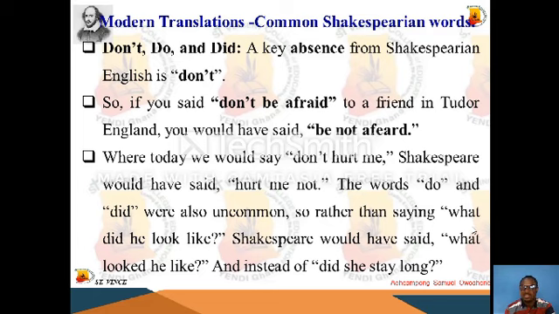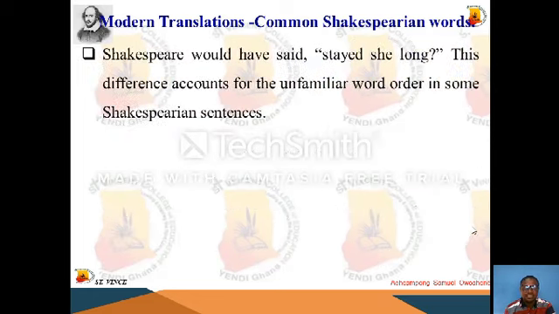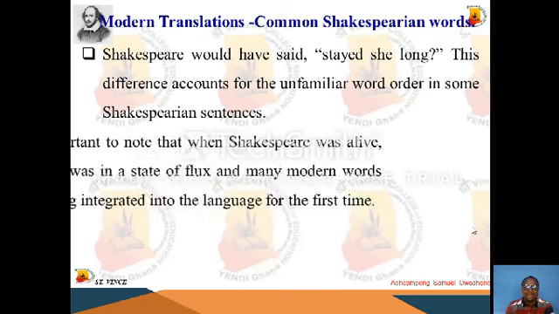You say "what looked he like." So there is an inversion. Instead of saying "did she stay long," Shakespeare will say "stayed she long." So they found a way of avoiding "do" and "don't," and they used a lot of inversion. And this difference accounts for the unfamiliar word order in some of the Shakespearean sentences that you would come across.